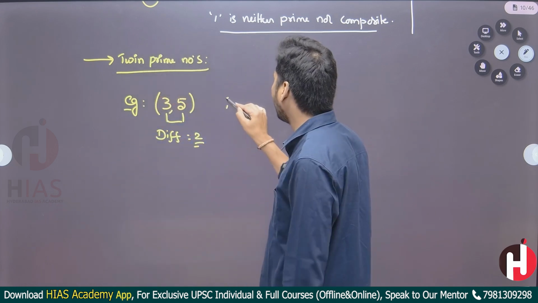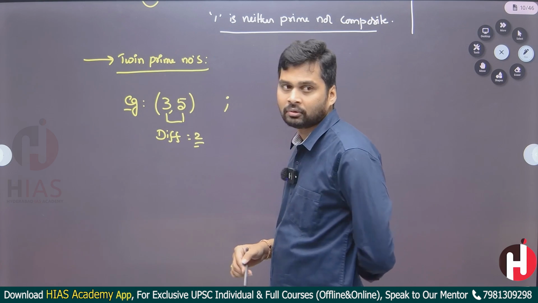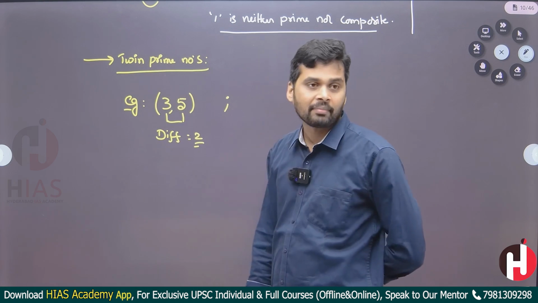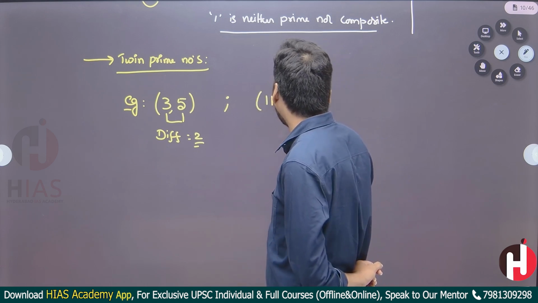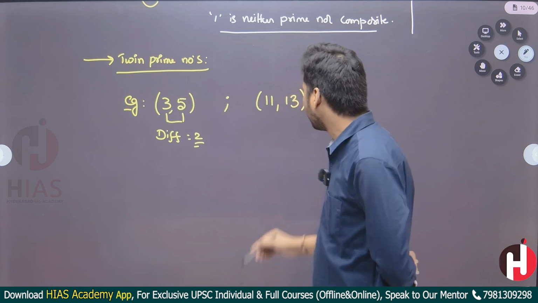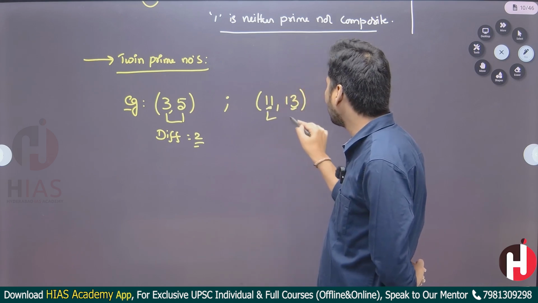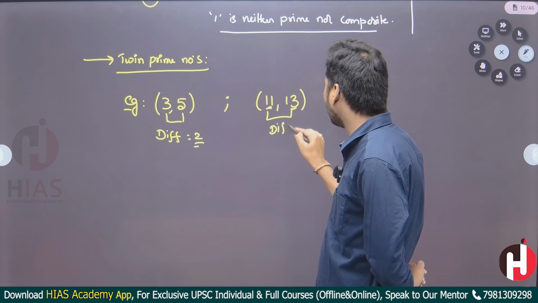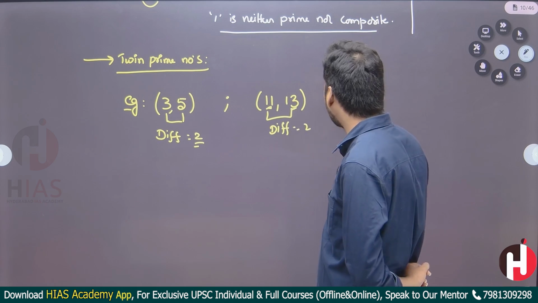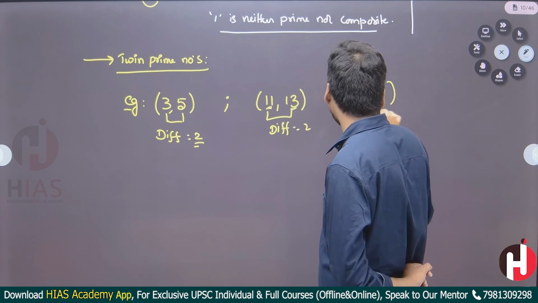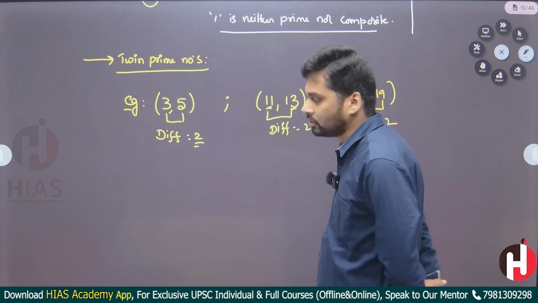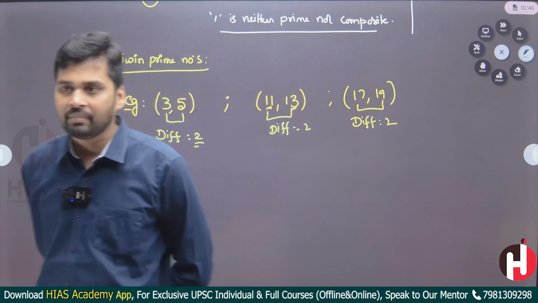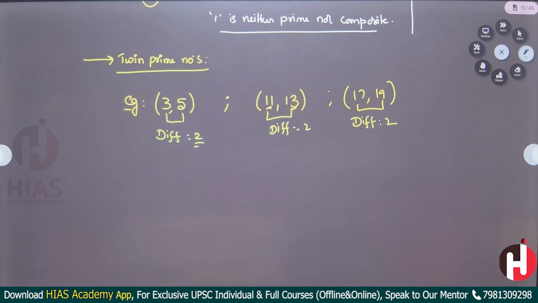Okay, so next example, tell me another example. 7, 9 is not a prime number. Yes, 11, 13. You can even take 5 and 7 also. So 11 and 13 both are prime numbers. The difference between them is what? 2. And suppose you take 17 and 19, again these two are prime numbers. The difference is what? 2. So if the difference between the two prime numbers is 2, then those numbers are called what? Twin prime numbers.